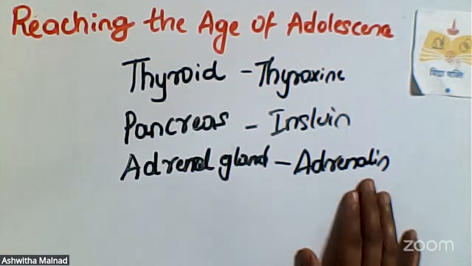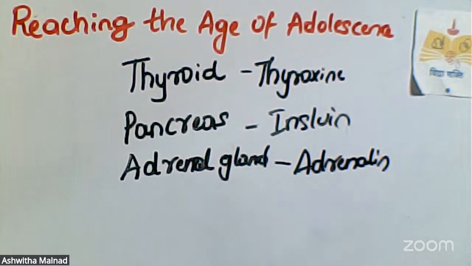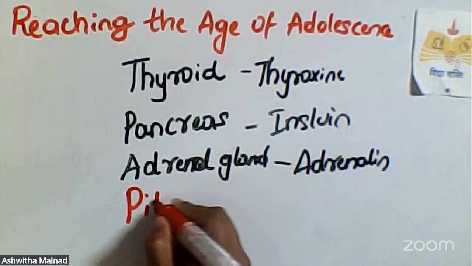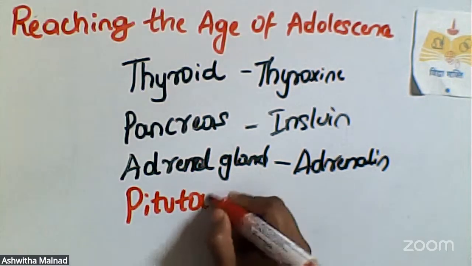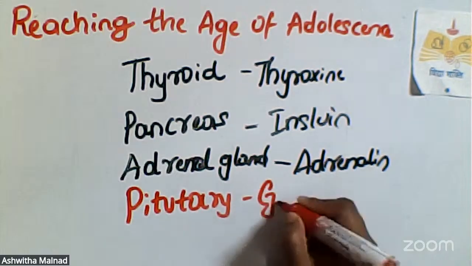ಈ ಅಡ್ರಿನಲ್ ಗ್ಲ್ಯಾಂಡ್. So thyroid and adrenal secrete their hormones when they receive the orders from the pituitary, through its hormone. Pituitary is also called the growth hormone gland. Very important. Pituitary is also called the growth hormone gland.